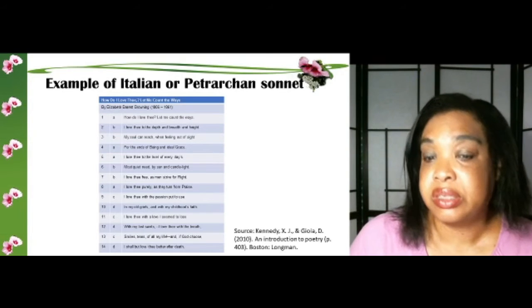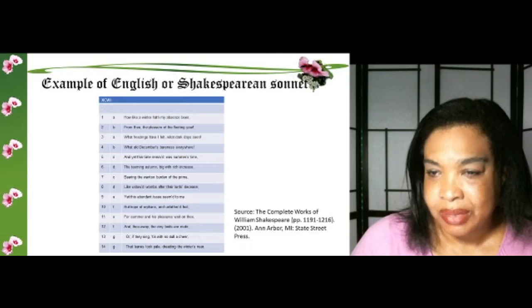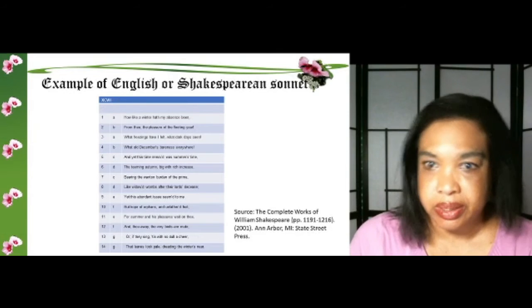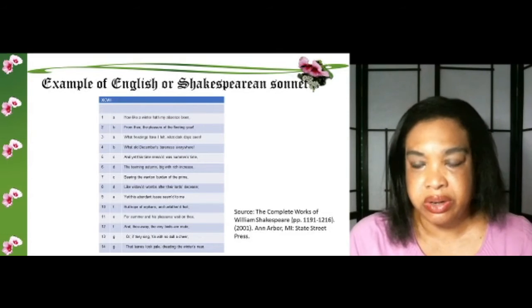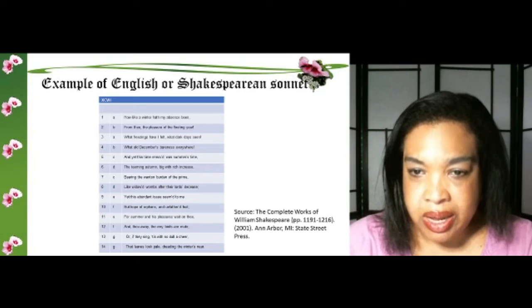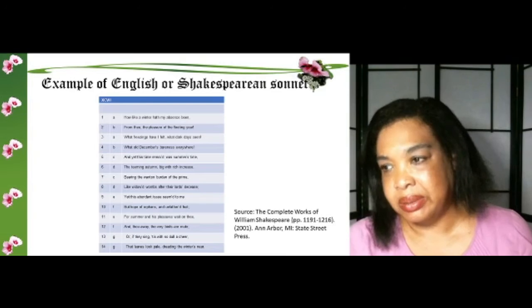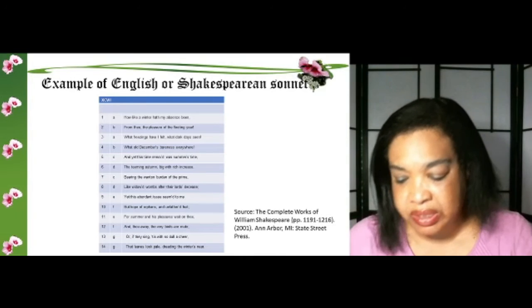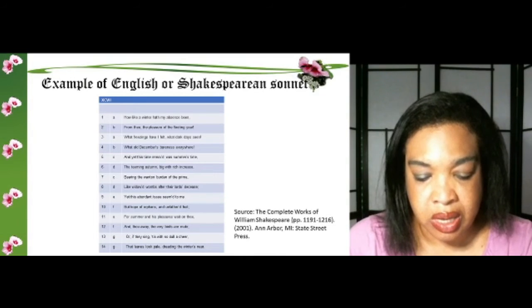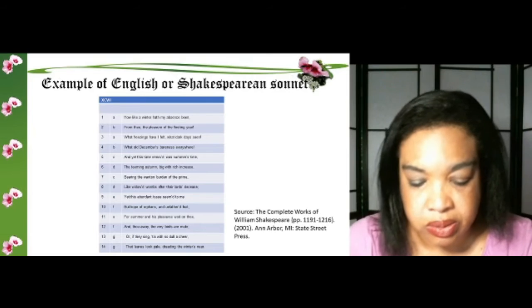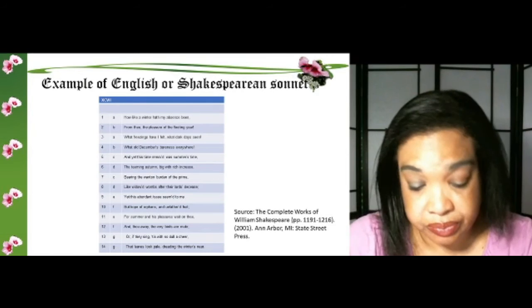Now we're going to move on to the English sonnet. And of course, we're going to look at who? Shakespeare, because it's always called Shakespearean or English sonnet. Now, I have a book called The Complete Works of William Shakespeare, with all his plays. And at the end of it, it has a whole bunch of his sonnets. And I just picked one. I didn't want to pick one that everybody else used. Well, I may have, because, you know.